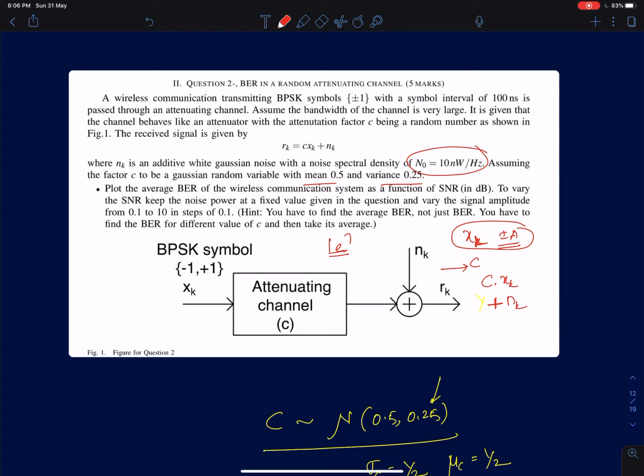N0 is known. You know how to compute it from N0. So N0 by 2 and all that, you can use that, and from that compute your nk. You can generate the random variable nk. Now add the two, then apply your threshold detection, less than or greater than 0. That's it, and you will very clearly get this graph.